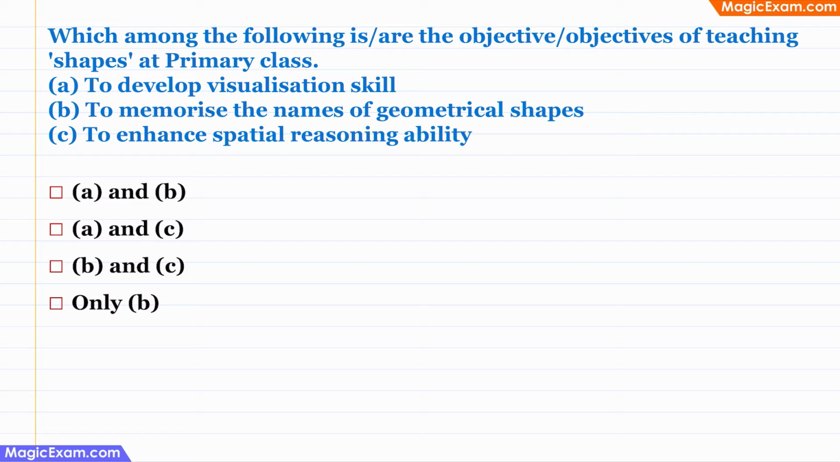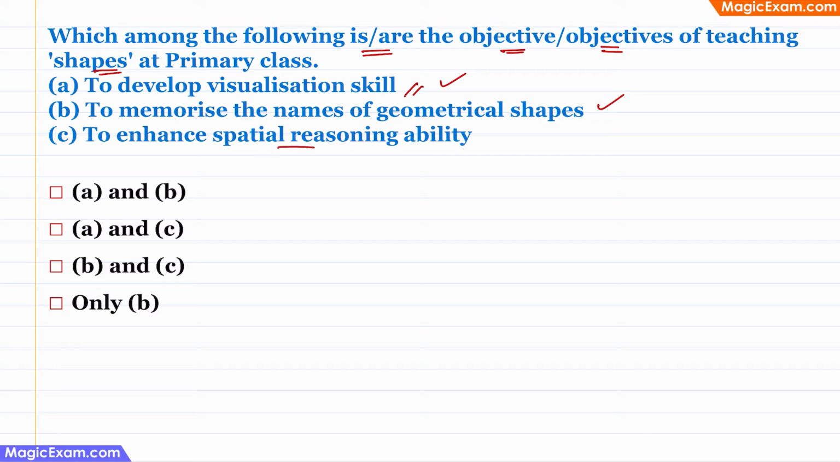Which among the following is or are the objective or objectives of teaching shapes at a primary class? To develop visualization skill. This is correct, because when you say the word square, children should be able to visualize what is a square. When you say circle, children should be able to visualize what is a circle. So visualization skill is very, very important to understand geometry. Therefore, this is a correct statement. To memorize the names of geometrical shapes. They have to memorize, or at least remember, the names of the basic geometrical shapes. So this also can be correct.